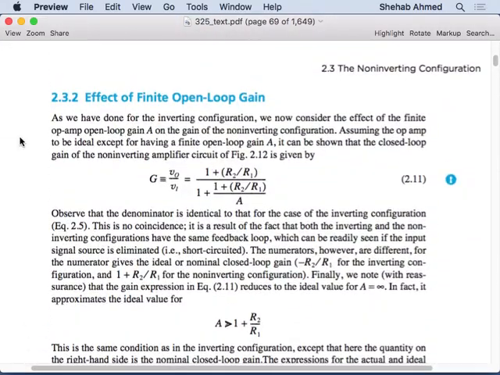You will end up with this. Again, do the same trick. Bring A to infinity. What happens to this gain? It becomes 1 plus R2 over R1, which is what we derived before for the non-inverting amplifier. Right? So that's the same thing we did before.